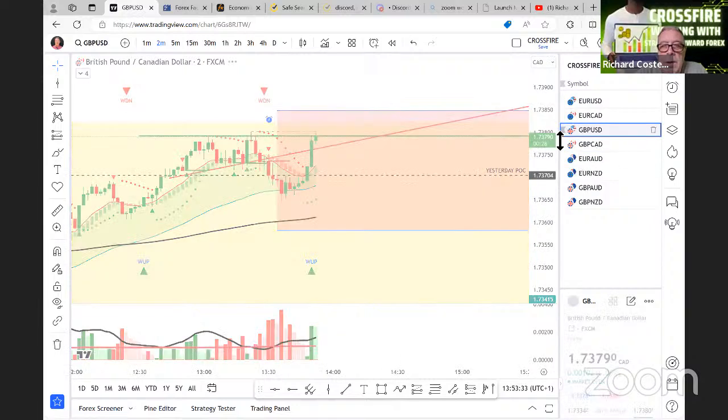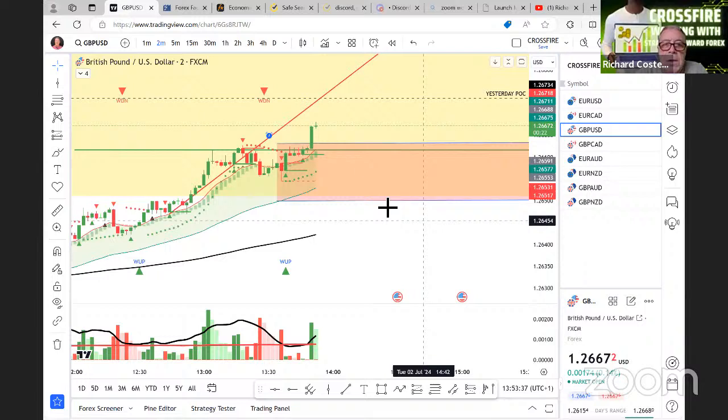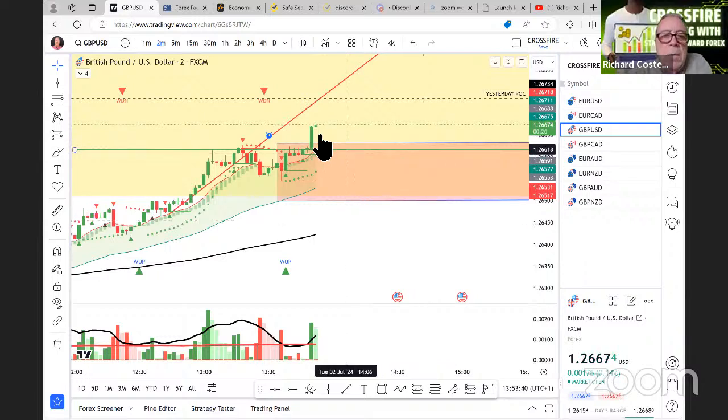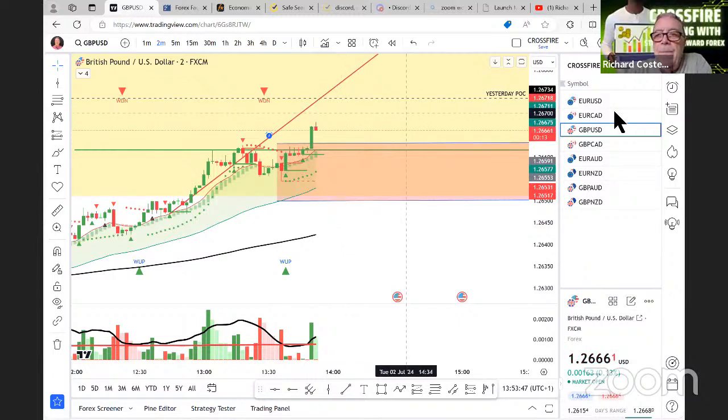GBP USD, yeah, it's hesitating now. There was a strong movement, but it's having a think about it now. It's not really pushing any further north. Euro CAD.